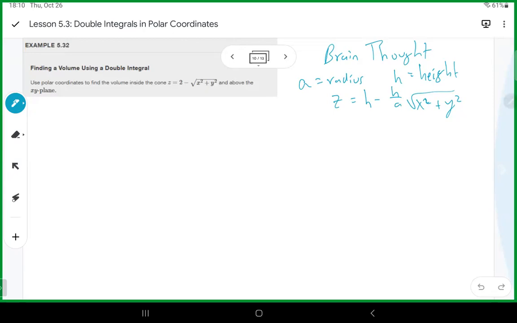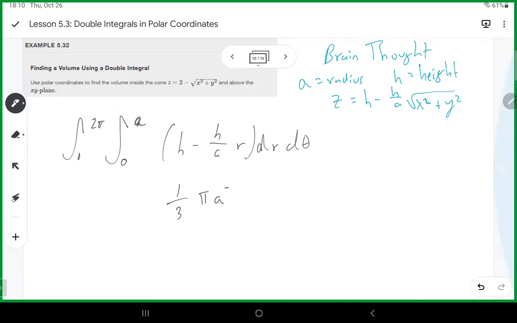So then that's telling us that we would have 0 to 2 pi, 0 to a, and it's going to be h minus h over a r, r dr d theta. So if you continue doing what we're used to doing, you're going to end up getting 1/3 pi a squared h as your volume.